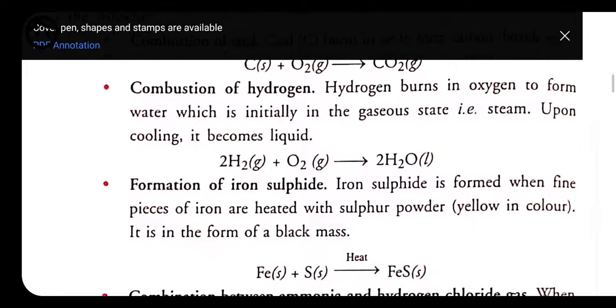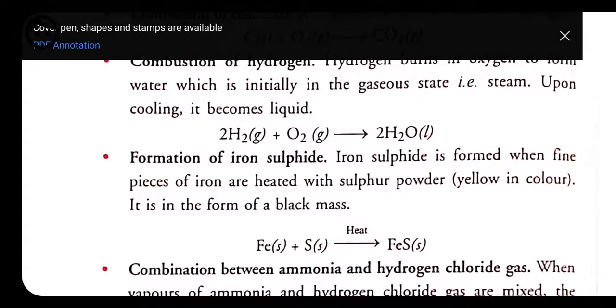Next is the formation of iron sulfide. Iron sulfide is formed by taking iron plus sulfur. These both are in the elemental form. Iron is in the solid state, and sulfur is also in the solid state. They both combine with one another, and the formation of one product takes place. The name of the product is iron sulfide.